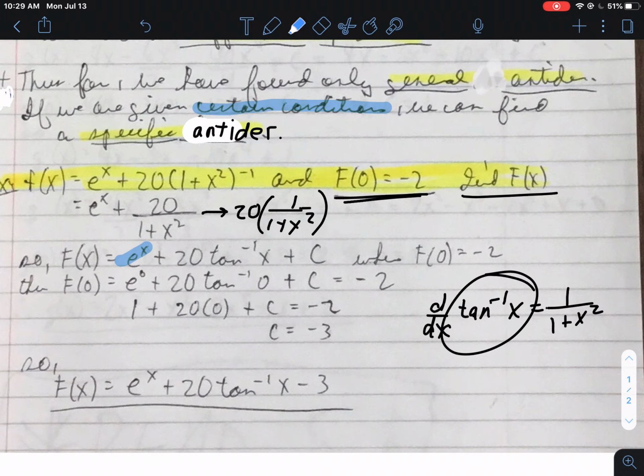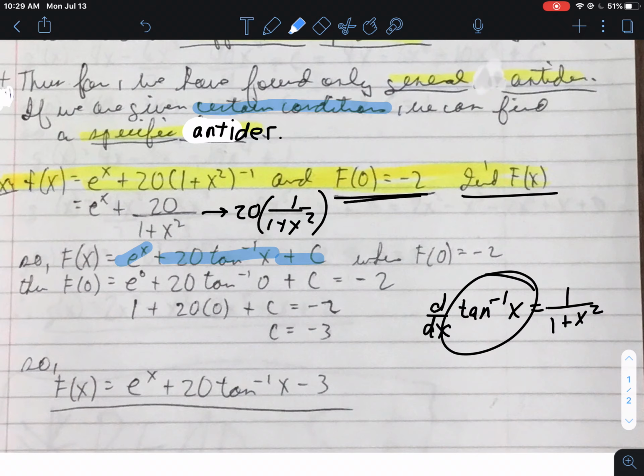All right, so the antiderivative of e to the x is e to the x. The antiderivative then of 20 over 1 plus x squared, or 20 times 1 over 1 plus x squared: the antiderivative of 1 over 1 plus x squared is inverse tangent, so I get 20 times inverse tangent of x plus our arbitrary constant, plus c. All right, so that's our general antiderivative.